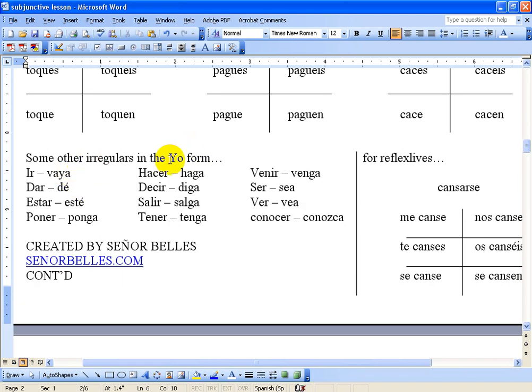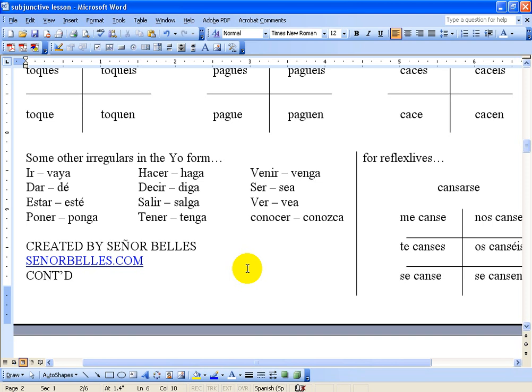I have some other irregular verbs in the yo form. In the subjunctive, I just gave you the yo form because if you know the yo form, then the rest of the verb is pretty easy. It kind of follows that pattern, like you add the S for the tú form, add the MOS for nosotros, and add the N for the ellos form. So if you know the yo form, you can probably figure out the rest of them.